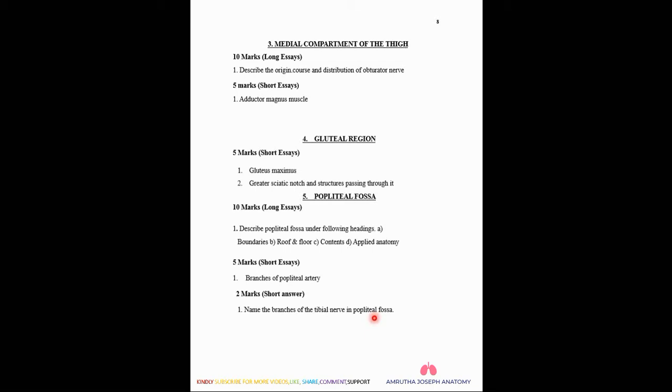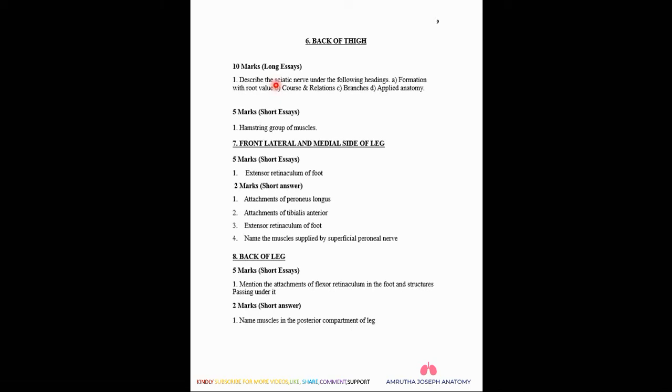Coming to back of thigh, 10 marker, describe the sciatic nerve. I already mentioned sciatic nerve can be asked, so it is asked here. Formation with root value. So whenever you read a nerve, please read about the root value. That gives good impression if you write. Course, relations, branches, applied anatomy.